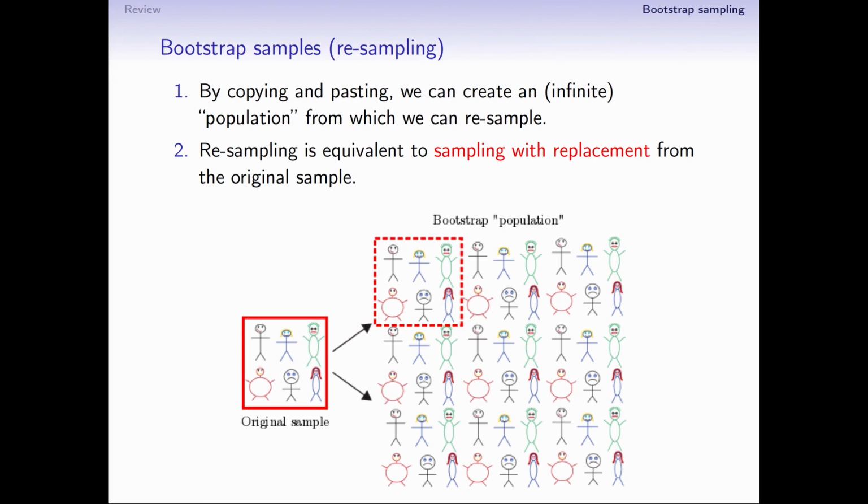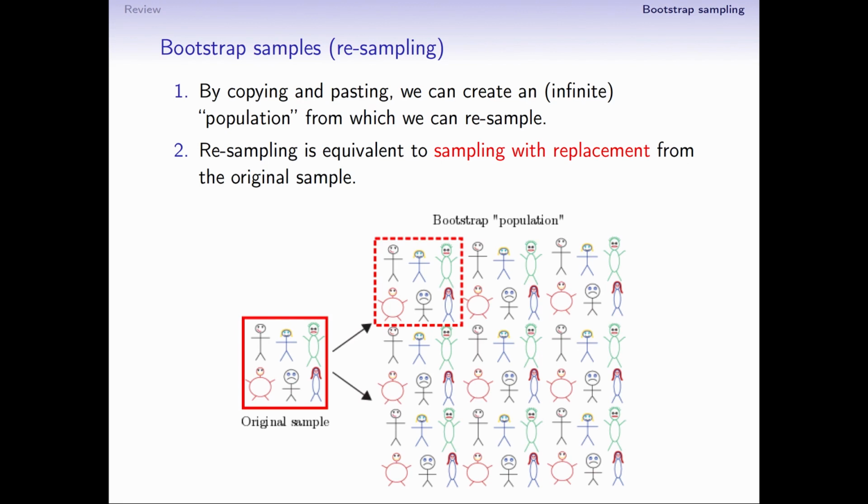And so just to reiterate this, sampling from the bootstrap population is equivalent to doing sampling with replacement from the original sample. So conceptually, it is helpful to think of the bootstrap population and sampling from it, but it turns out mechanically it is the same thing as just sampling with replacement from the original sample.